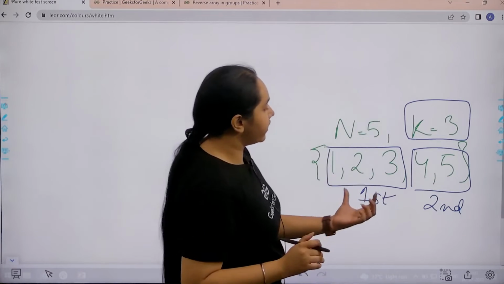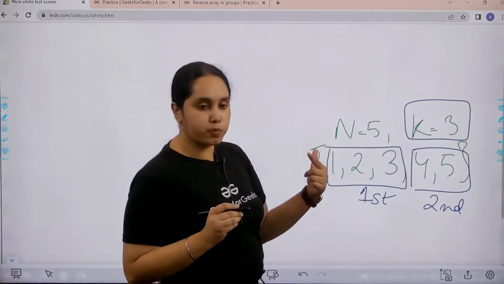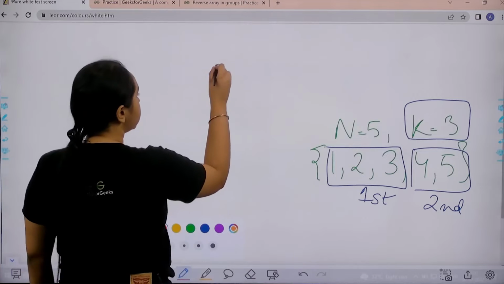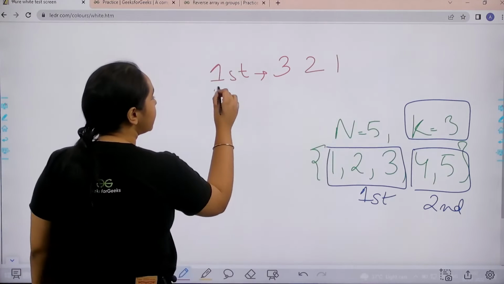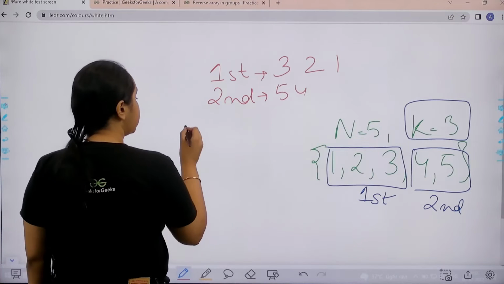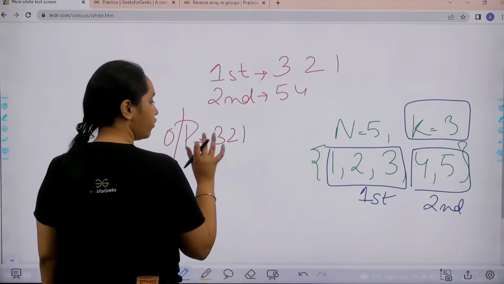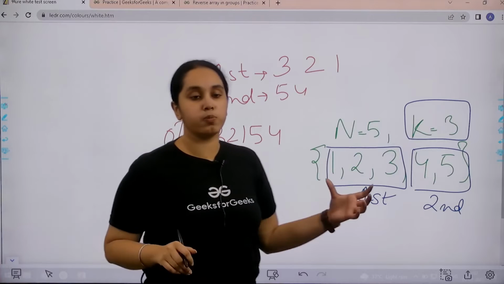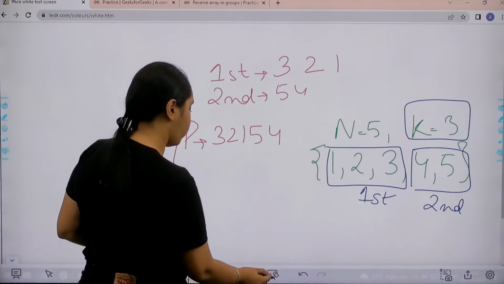Now, once I have divided it into subgroups, then I need to basically reverse the subgroups, okay? That means the first subgroup would become, after reversing, 3, 2, 1. And the second subgroup would become 5 and 4, okay? Then I just need to print the output as 3, 2, 1, that is the first subgroup, and then 5, 4, that is the second subgroup. So I hope the concept is clear to you and you guys are ready for the solution. So let's move forward.